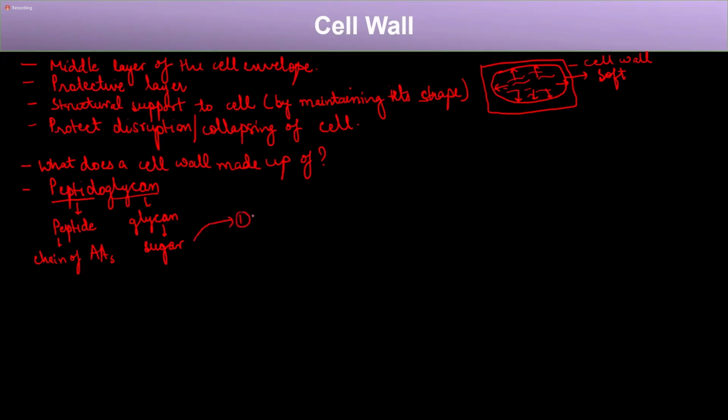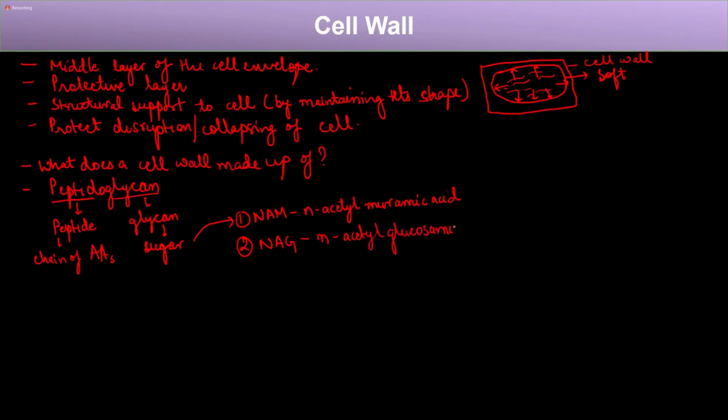The first one is NAM. What is NAM? NAM is N-acetyl muramic acid. Okay. So one sugar is N-acetyl muramic acid, and the second type of sugar is known as NAG. You should remember both of these names because these are important. NAG is called N-acetyl glucosamine.